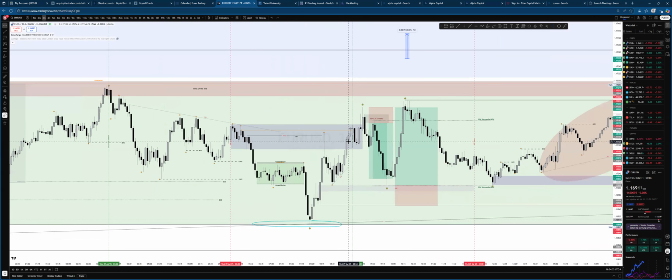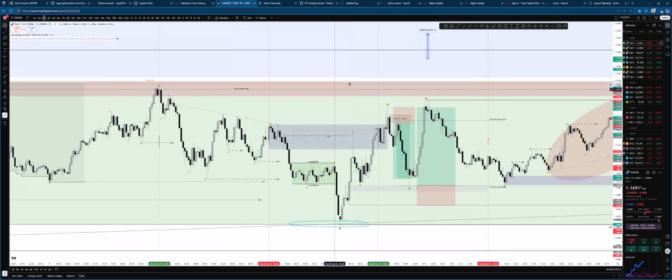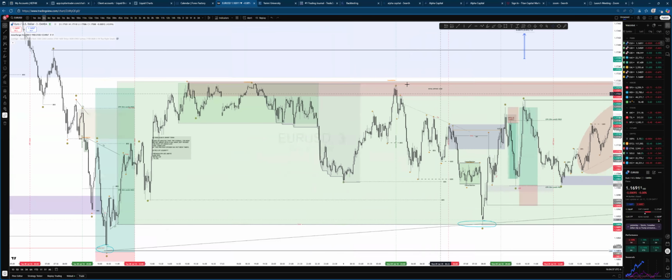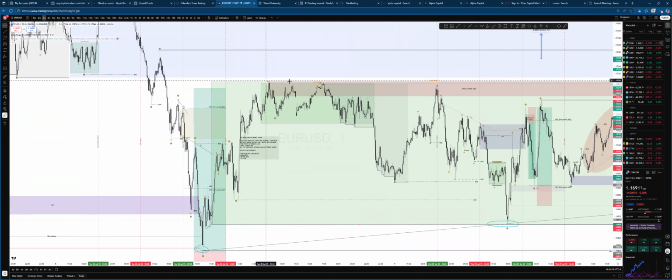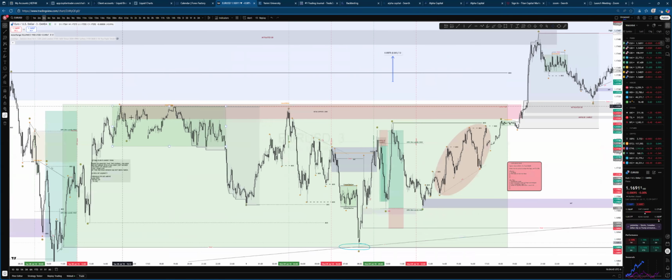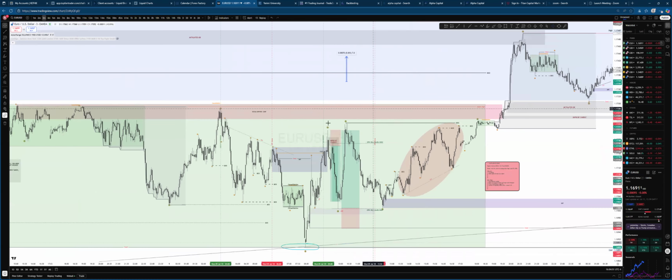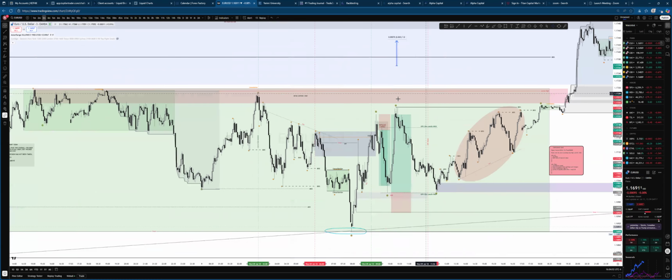Now I'm interested. Why? Because this whole area I marked as a retail support and resistance. Look how many times this area has been respected. It's over 8, 9 candles of time that price has wicked and respected it. So I'm expecting this zone to eventually fail. So I wasn't looking for a sell.